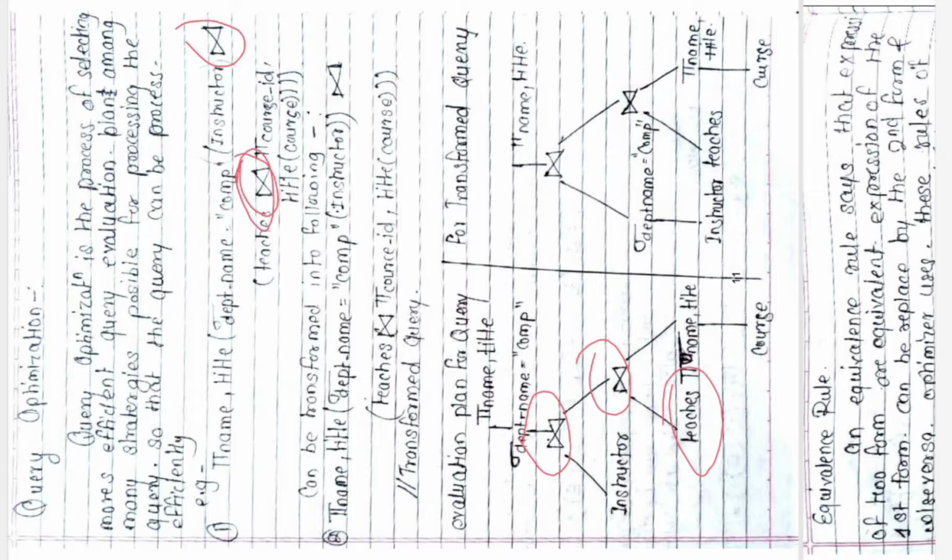teachers and this course id and title, which I am going to select from the course. So this particular part, okay. So in this way it will look like. So this is the query evaluation plan, okay. What do you mean by query evaluation plan? Your query evaluation plan will look like this.